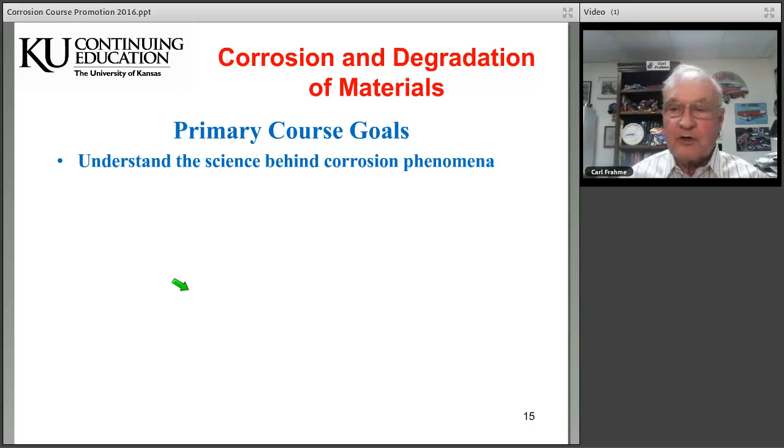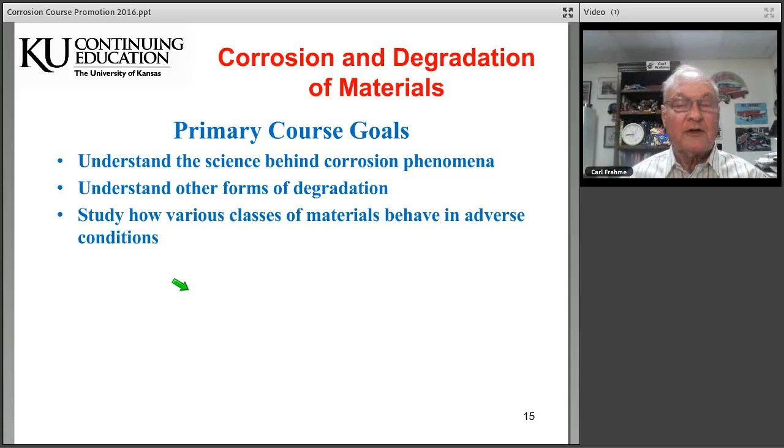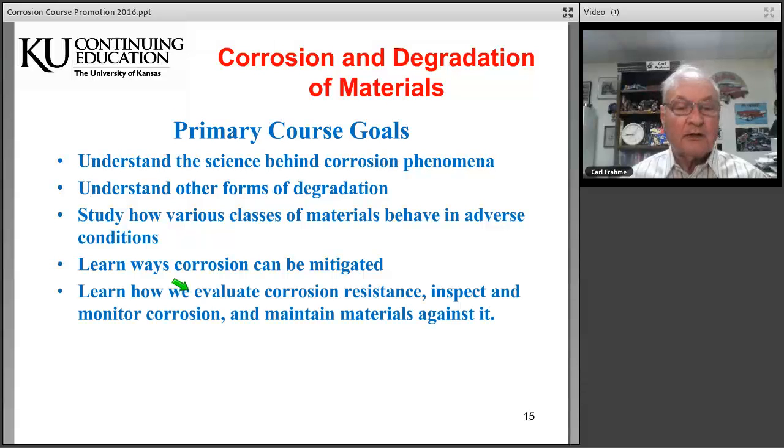The primary course goals are to understand the science behind corrosion phenomena, to understand other forms of degradation other than corrosion. Sometimes they're in combination, of course. Study how the various classes of materials behave in adverse conditions. Learn ways that we can mitigate corrosion. As I said, we can't totally prevent it. Learn how we evaluate corrosion resistance, how we inspect and monitor corrosion, and how we can provide maintenance of materials and systems to protect against corrosion.